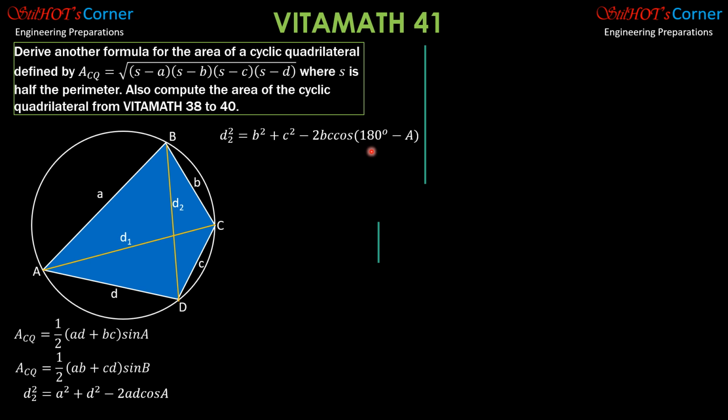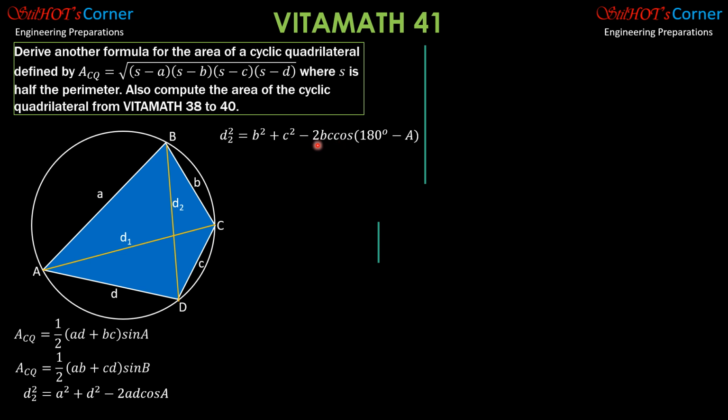And take note that from trigonometry, the expansion of cosine of 180 minus A is cosine 180 cosine of A plus sine 180 sine of A. Sine 180 is 0, so 0 times sine A is 0. So don't mind the second term of the expansion of cosine of 180 degrees minus A. We are interested in the first term, which is cosine 180 cosine A. So cosine A, of course, is cosine A. Cosine 180 is negative 1. Therefore, cosine of 180 degrees minus A is negative cosine of A.